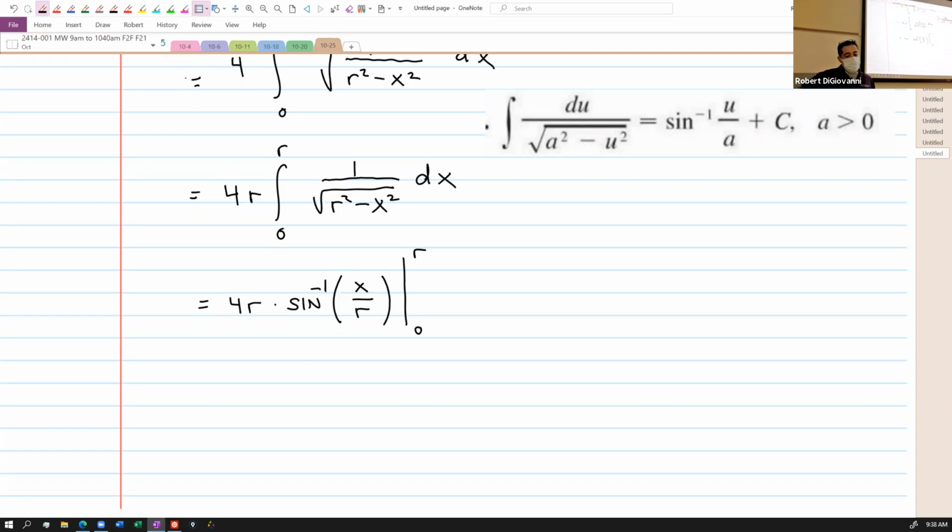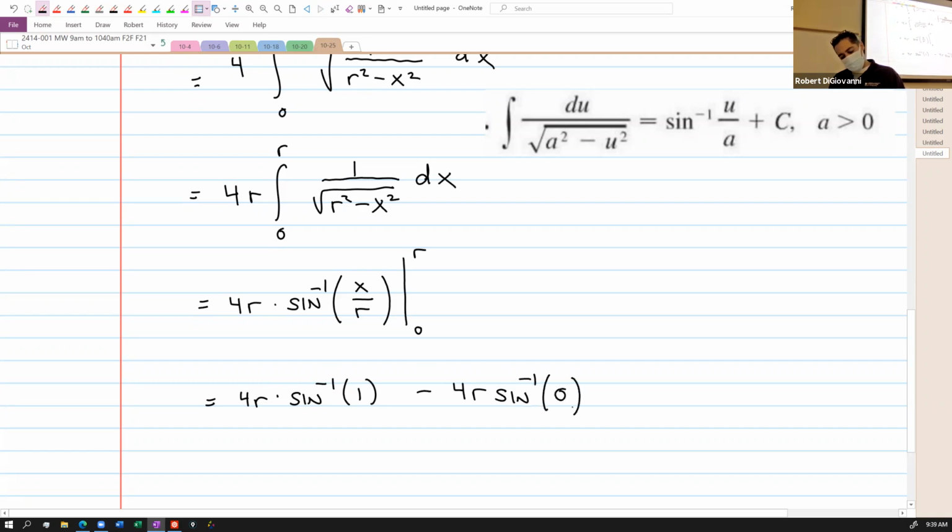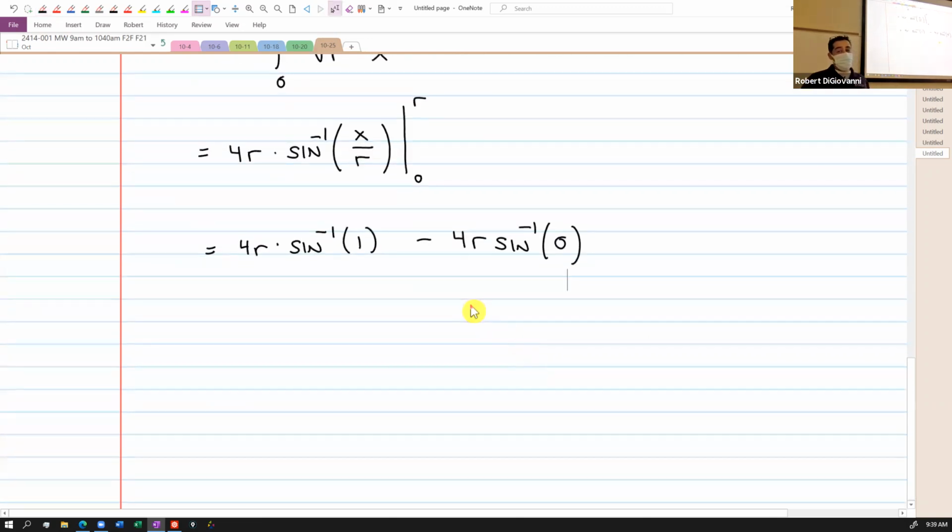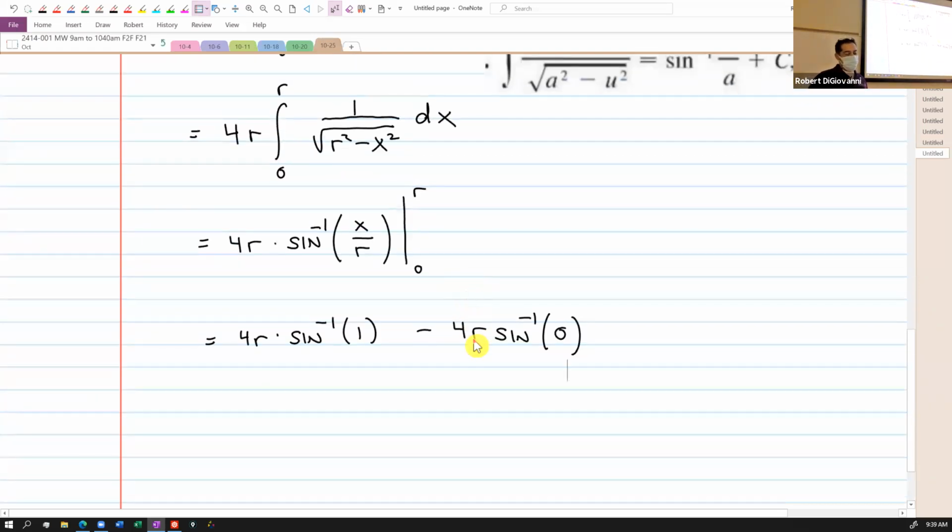All right, so evaluate, plug r in first. Okay, so if we plug in r, we get 4r times arc sine of, well, r over r is 1, isn't it? So arc sine of 1 minus, now plug in 0, 4r arc sine of 0, because 0 over r is 0. And I hope now we're Cal 2 students, right? Wanting to be engineers and computer scientists. I hope we all understand what arc sine of 0 means.